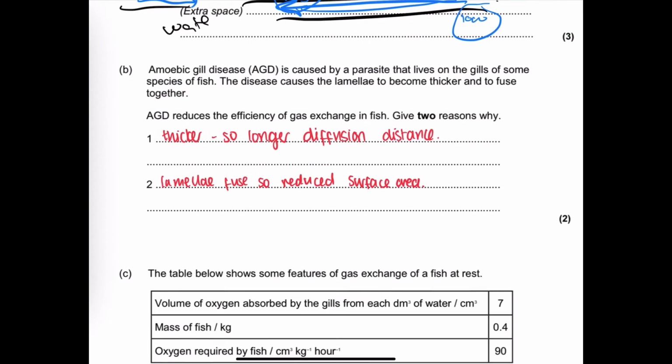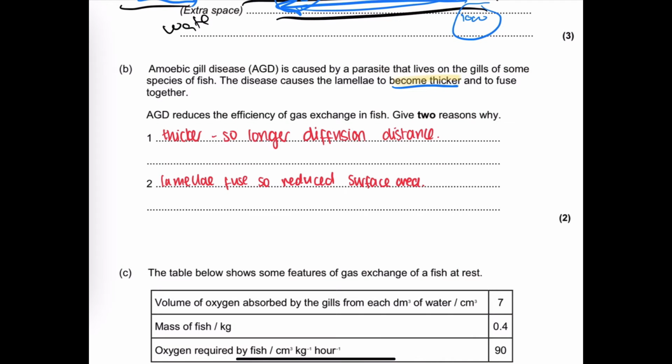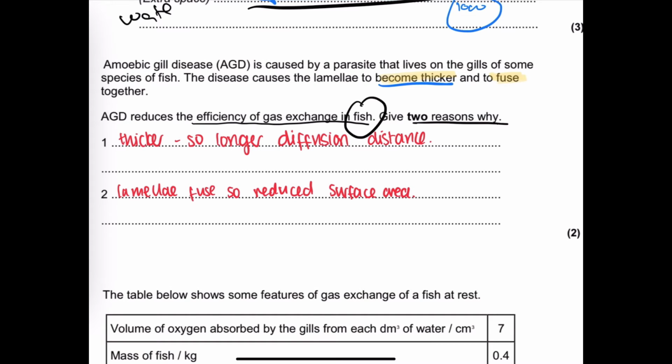So B. Amoebic gill disease is caused by a parasite that lives in the gills of some species of fish. So the disease causes the lamellae to become thicker, this is important, and to fuse together. So it reduces the efficiency of gas exchange in fish. Give 2 reasons why. While they're talking about fish, this is basically the same. They have the same reasons why they're efficient as a human does, as any living organism does, and this is that when it has larger surface area, and when it's thinner, it is more efficient. That's the same with our alveoli. So we just apply the exact same principle.